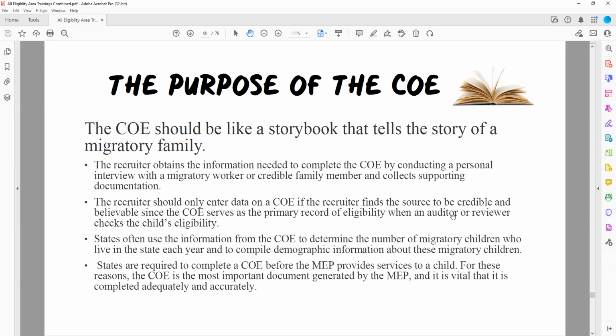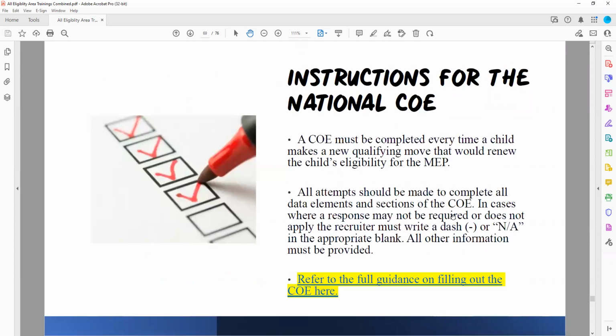So states often use the information from the COE to determine the number of, and the COE, I don't know if I said that, it's called the Certificate of Eligibility. So you use those forms to determine the number of migratory children who live in the state, and then you compile demographic information about the migratory children. States are required to complete a COE before they can provide services to a child, and it's a super important document for migrant ed.